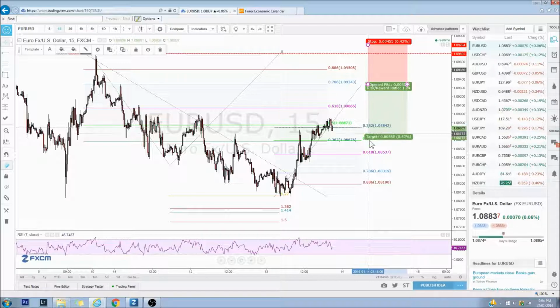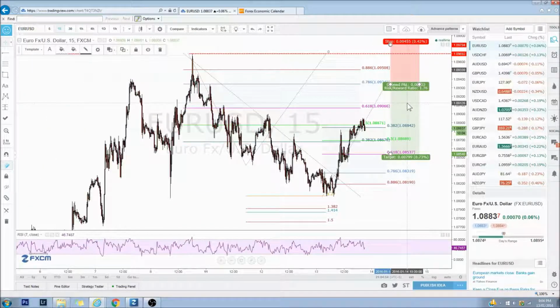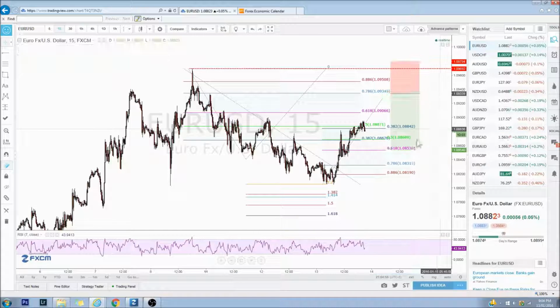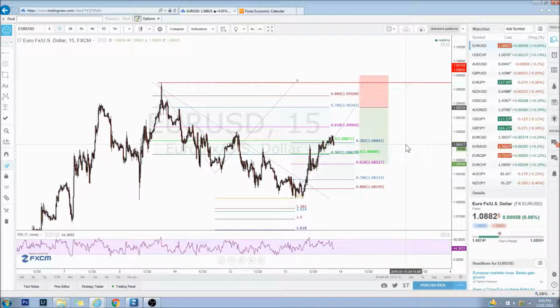And target is 1-to-1 and a 1.7-to-1 second target. So there's some trading opportunities there. Now I suggest you do some of your own investigating and your own analysis. But these are some of the trades and ideas that I'm looking at right now.